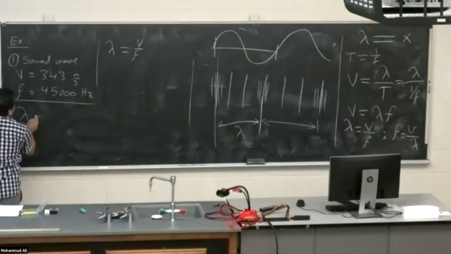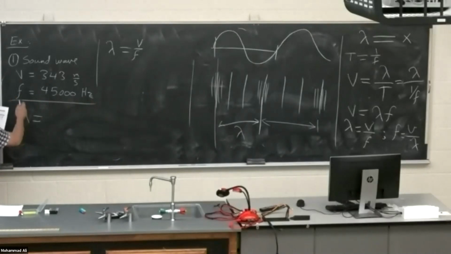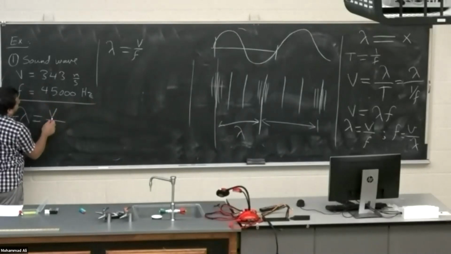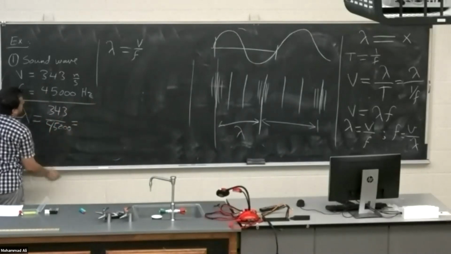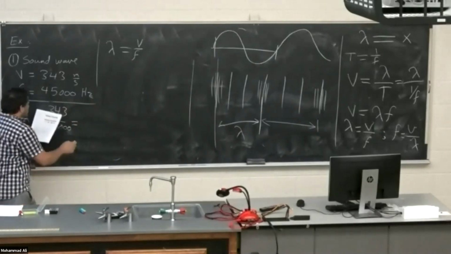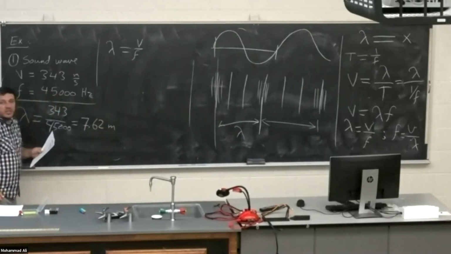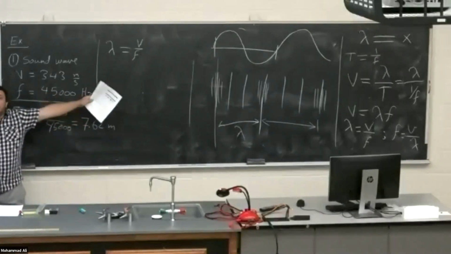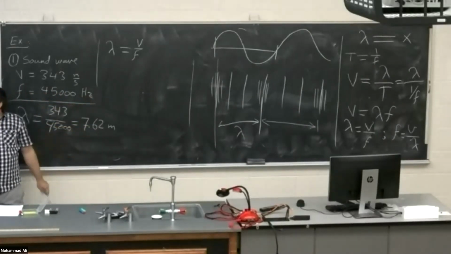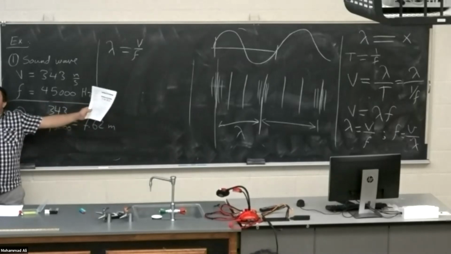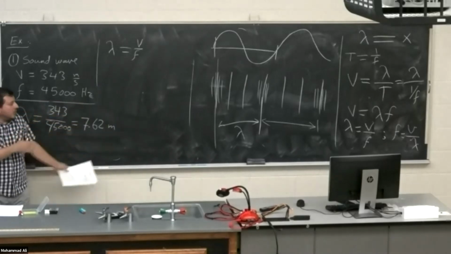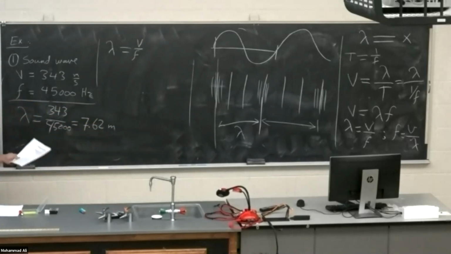Now, lambda, which is the wavelength in the sound case, is the velocity divided by the frequency. I have the formula: 343 over 45,000 hertz. It will be 7.62 meters. So the wavelength is about 7 meters. It is almost the width of this hall. This is a wave, 7 meters, or the board, maybe it's 7 meters.